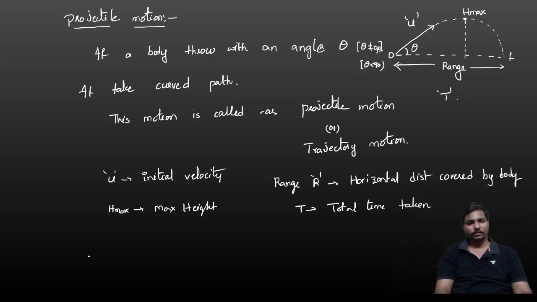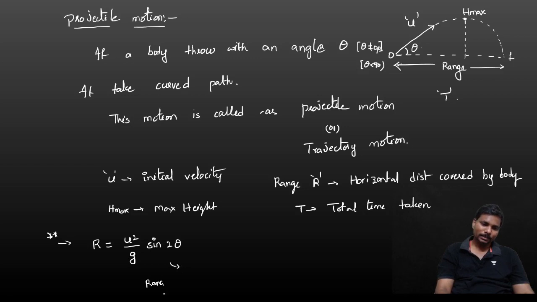Okay, in this case, note down the formulas. These formulas are very important. Horizontal range R is equal to U square by G sine 2 theta. Here I am not deriving the formulas. No need of the derivation, just a waste of time. So generally try to remember U square by G sine 2 theta. And generally range is maximum at theta equal to 45 degrees.